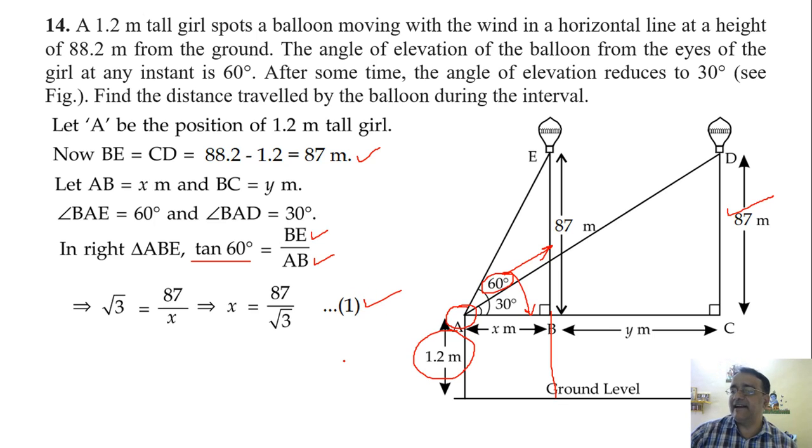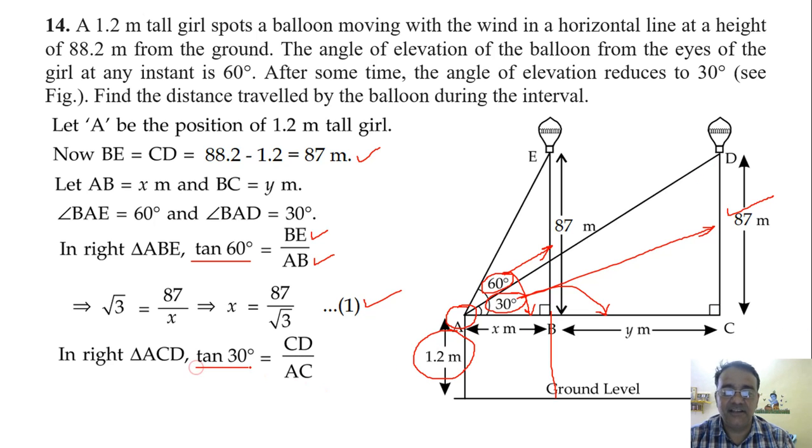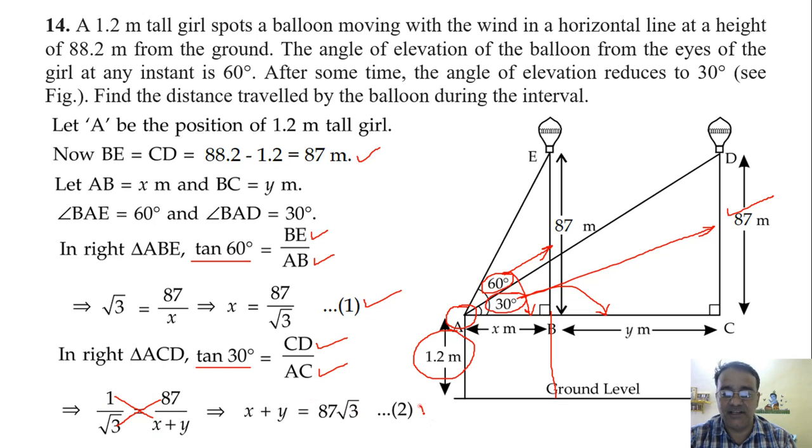Now we'll take the second triangle, that is ACD. In ACD also we take tan 30 degree. With respect to 30 degree, this is the opposite side and this is the adjacent side, so CD upon AC. What is tan 30? 1 by root 3. CD is 87 and AC is x plus y, so 1 upon root 3 equals 87 upon x plus y. Cross multiplying, x plus y equals 87 root 3. Let it be equation number 2. Now what will we do? We will compare equations 1 and 2.